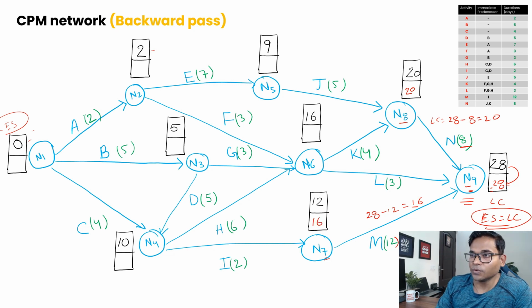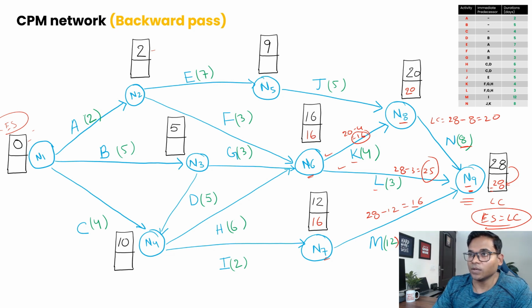Okay, now for node 6, there are two arrows coming out, one for K and another one for L. So we need to calculate the two LCs and then take the minimum of them. For L it will be 28 minus 3, that is 25. For this one it will be 20 minus 4, that is 16. So we have 16 and 25, and the minimum is 16, so LC for this node will be 16.